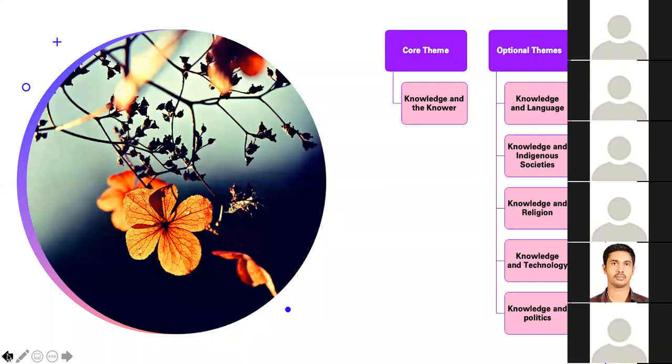And when you look at the core theme, what you see is, it's one thing, knowledge and the knower. And this is where you start thinking. Out there is knowledge. Over here, there's the knower. It is simple enough. Knowledge exists in the many areas of knowledge, and knowledge will reach the knower through the various ways of knowing. Simple enough.